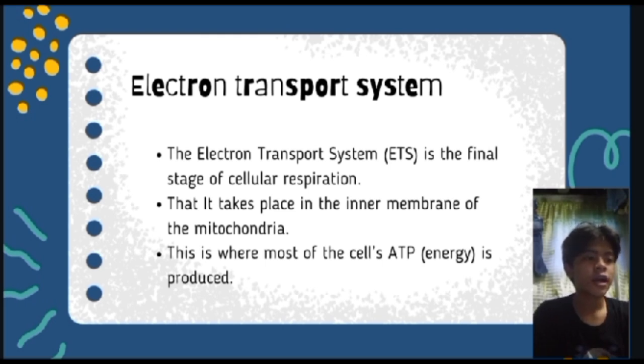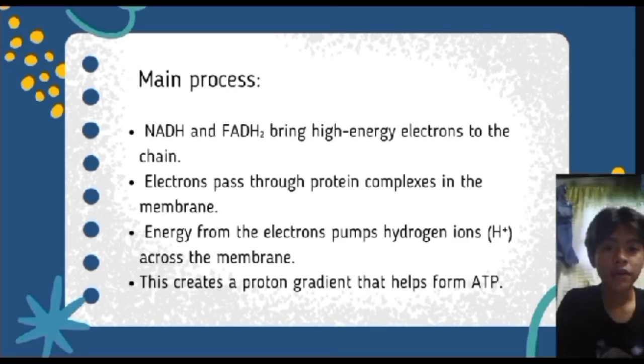So, in short, in these steps, yung cells natin, yung food natin, ginagawa niya or tini-turn out niya as energy. Now, let's talk about the main process of the electron transport system. Okay, first, NADH and FADH2 bring high energy electrons to the chain. These electrons pass through a series of protein complexes found in the inner membrane.